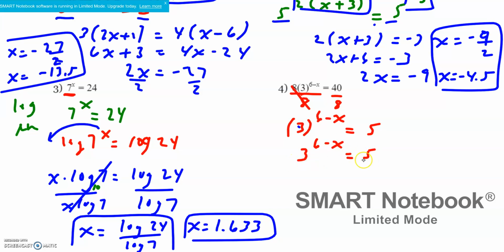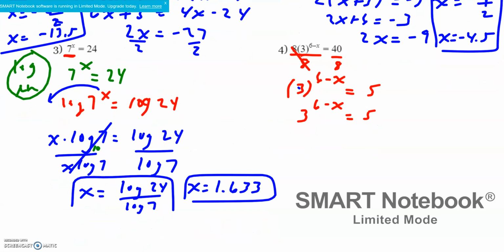Think about if you could write both of these bases as the same base. 3 to the first is 3, 3 to the second is 9, so we skip right over 5, so unfortunately no. Which means we need to either apply log or ln on both sides. Number 3 I did log, so number 4 I'll do ln. It does not matter which one you choose, you will get the same answer in your calculator either way. So if I apply ln on both sides, ln of 3 to the 6 minus x equals ln of 5.